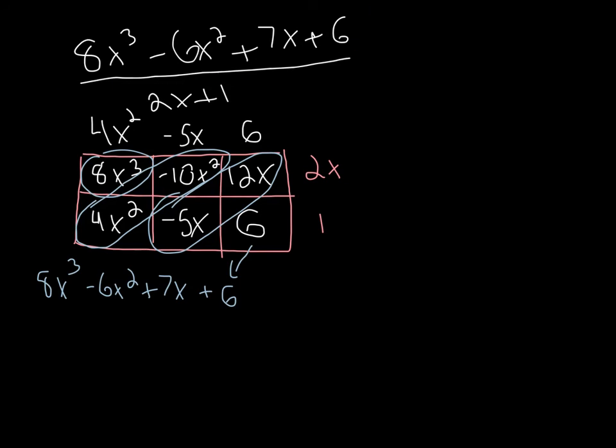Okay, so finally, our answer is 4x squared minus 5x plus 6. And you can see that that is found right over here. 4x squared minus 5x plus 6. Okay.